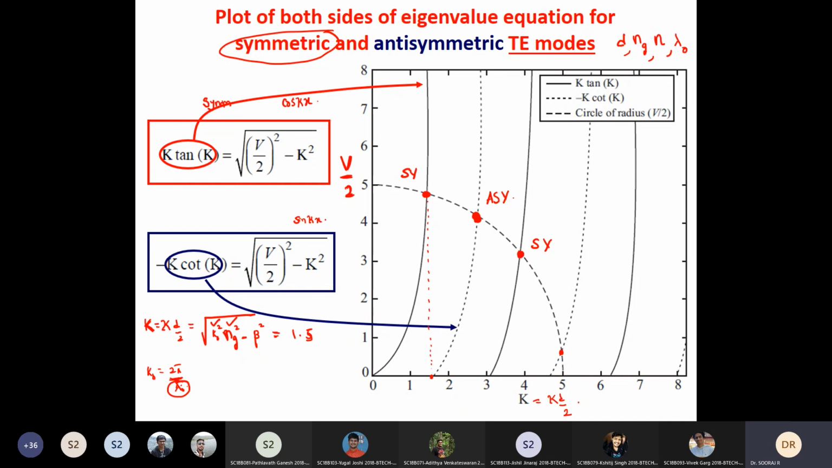Since K and beta are related, you would see that for each value of K, which is a solution of the eigenvalue equation, we have the corresponding beta values. That means for this point you get the corresponding beta value. For here also you get the corresponding beta values. So for a given set of parameters for a planar symmetric waveguide, you can graphically solve the eigenvalue equation, and thereby calculate the corresponding propagation constant.